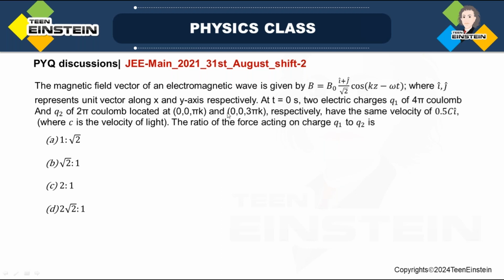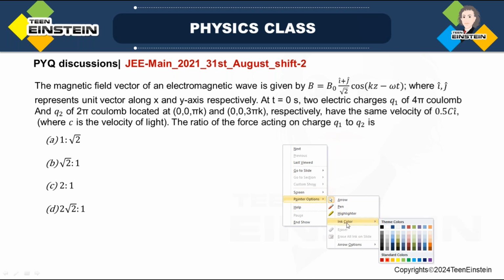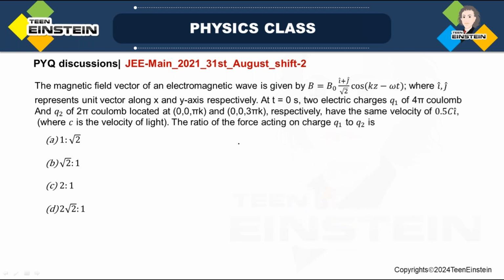We'll continue discussions on PYQs on the paper JEE Main 31st August 2021, Shift 2. As I had mentioned yesterday, we'll take up questions from the 12th part today. Maximum questions from the 12th part we will be taking up. So the first question here is from moving charges in magnetism.